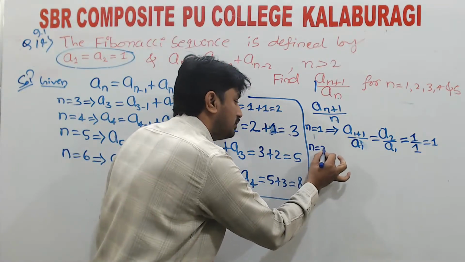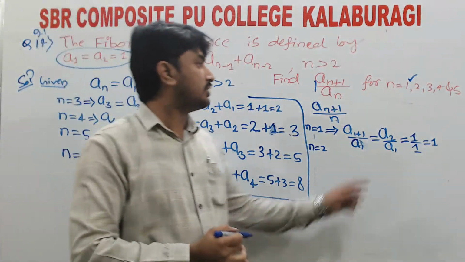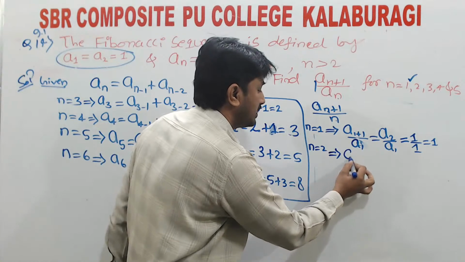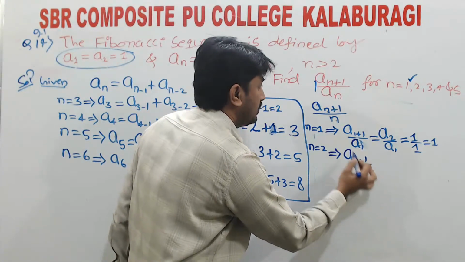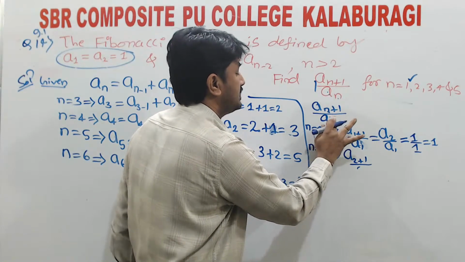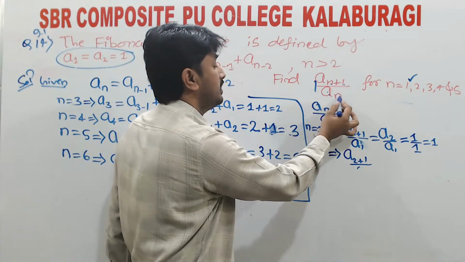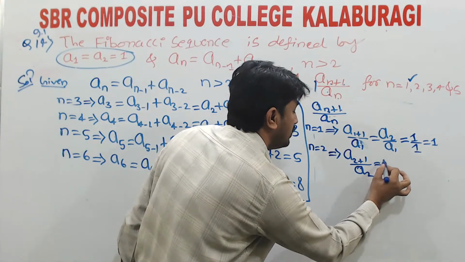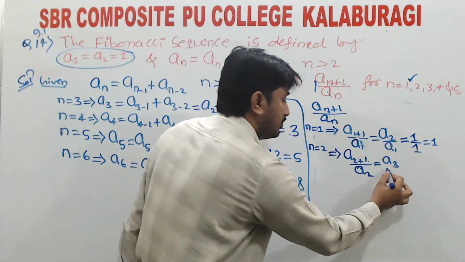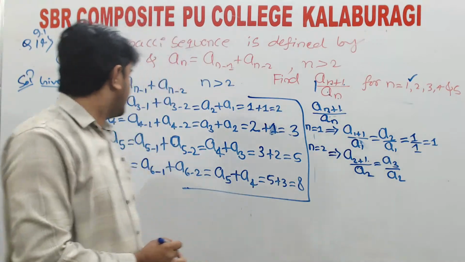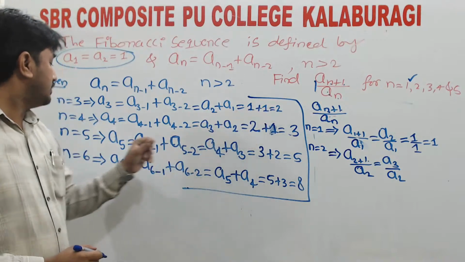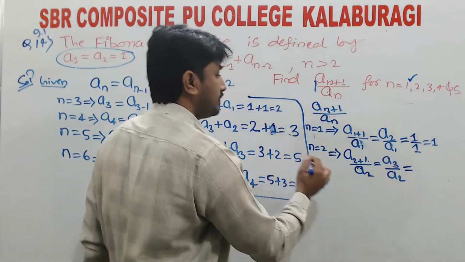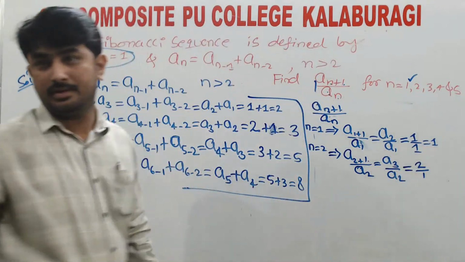I am taking next n equal to 2. Here 1 is completed. And next is what? For n equal to 2, I apply the given condition, an plus 1 divided by an. So a2 plus 1 divided by a2 means the third term divided by the second term value. Here the third term value is 2 and the second term value is 1. Therefore it is 2 divided by 1, which is equal to 2.